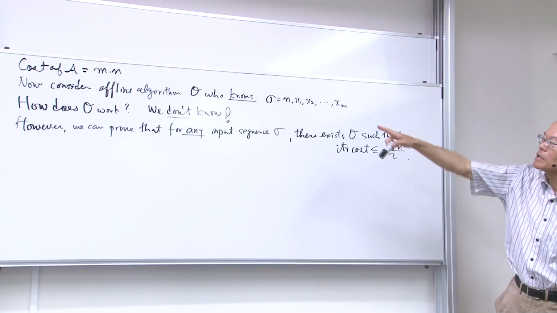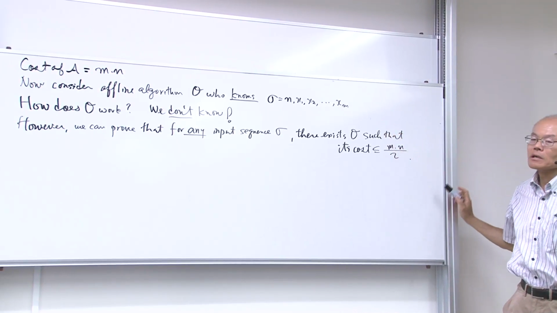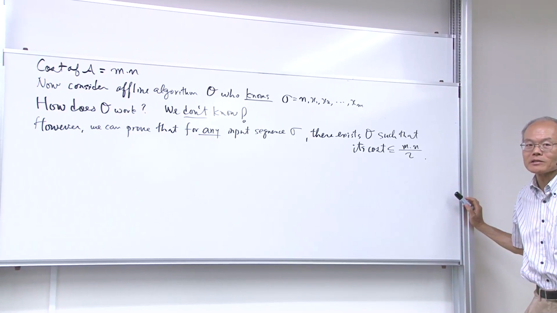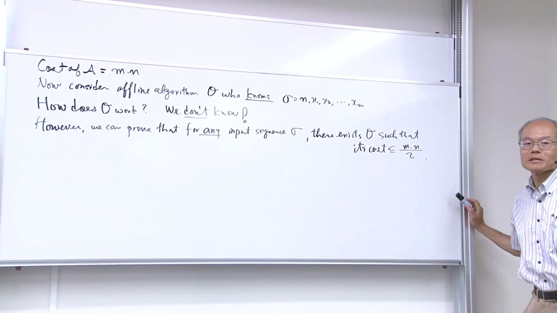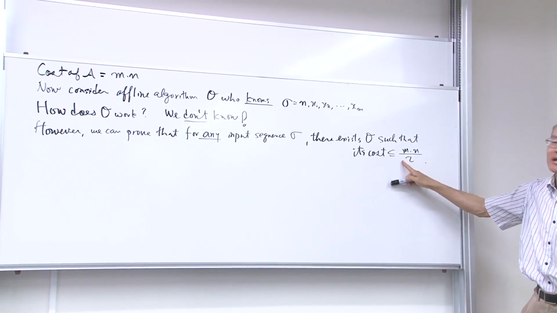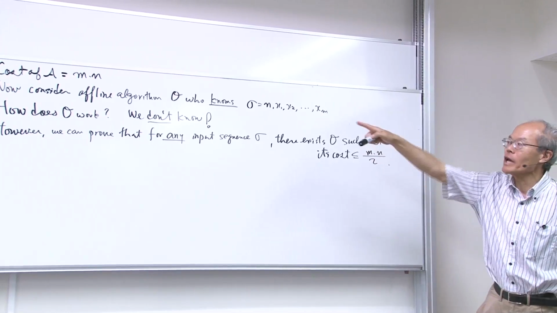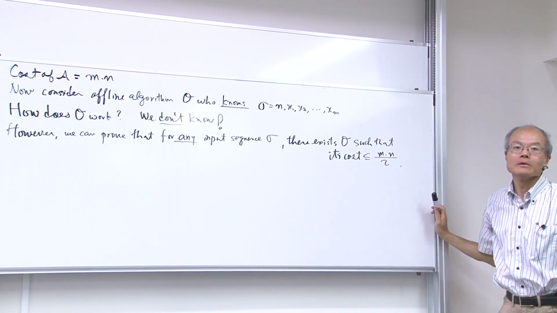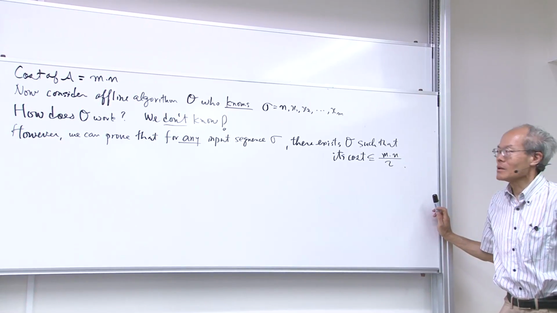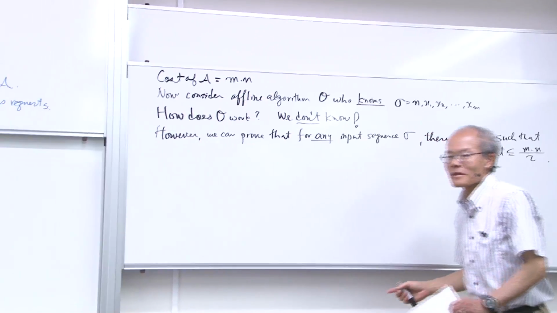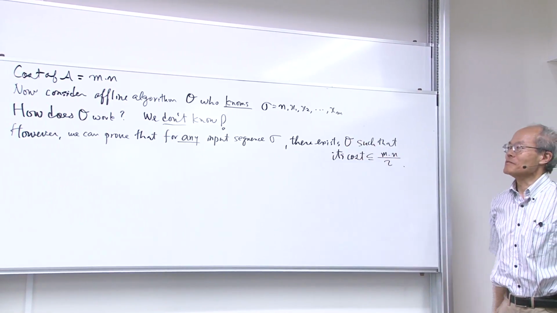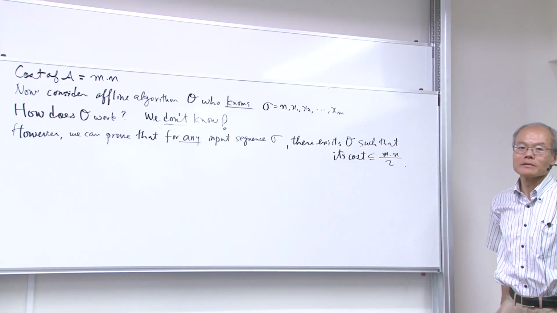The cost of A is m times n, and this is 1/2. That means the competitive ratio is at least 2, right? Because the optimal cost is at most 1/2. That means the competitive ratio of A is at least 2. The question is, of course, how we can prove this statement.